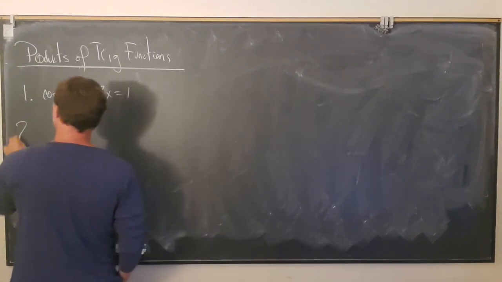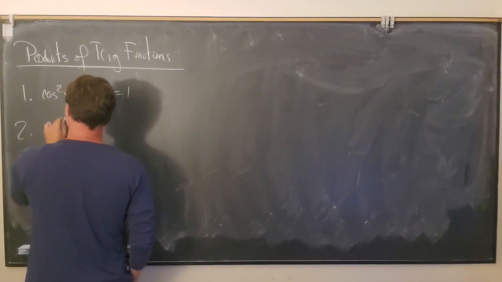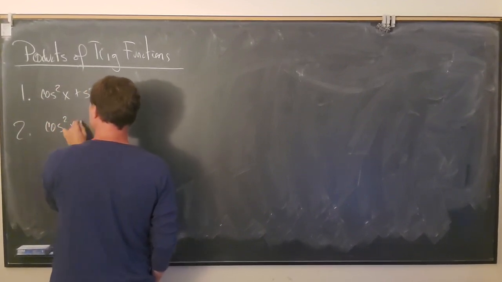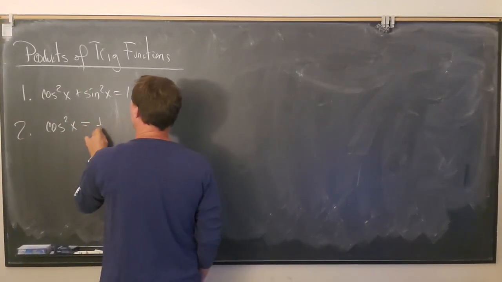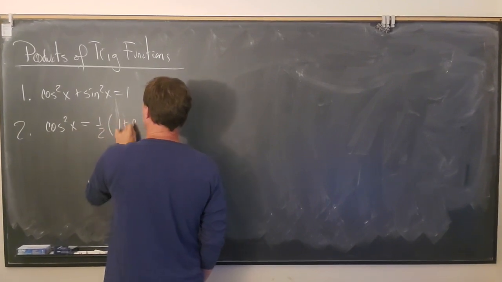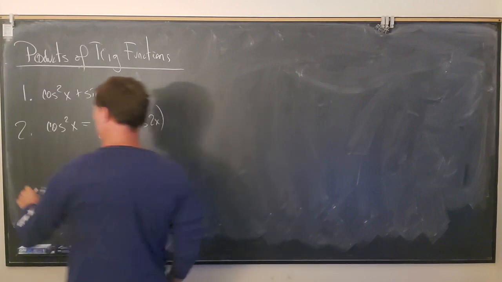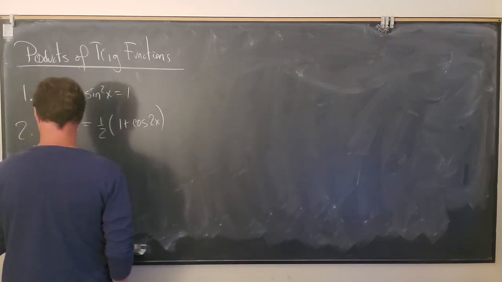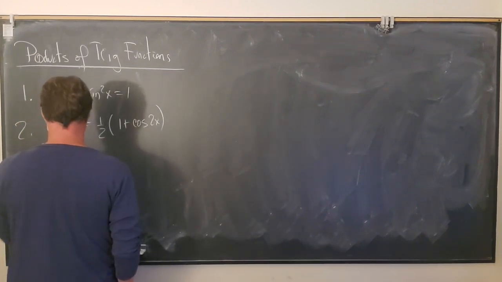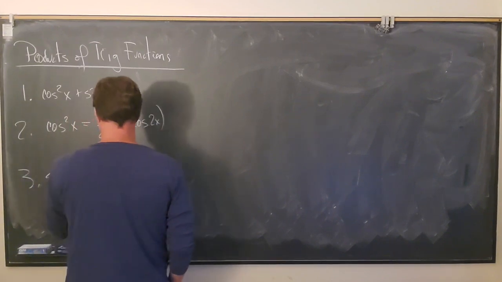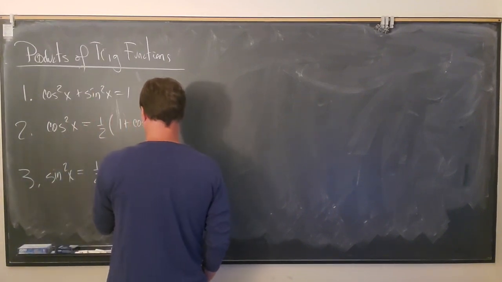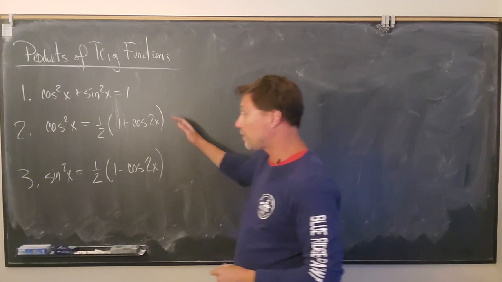Now, there's a couple here that are sort of related. So cosine squared x is equal to 1/2 times 1 plus cosine 2x. And also with number 3, so this is sine squared x is equal to 1/2 times 1 minus cosine of 2x. So we'll need both of these.